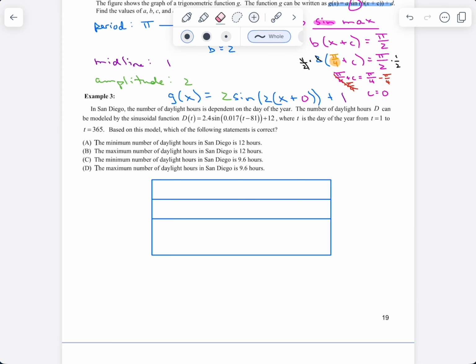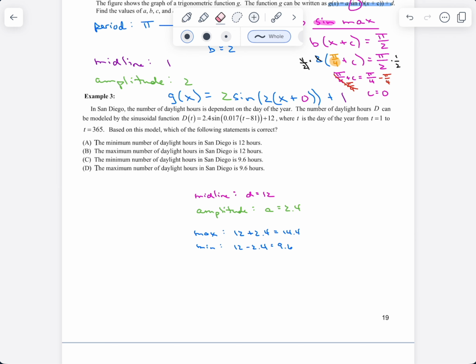Okay, so from the equation, I know the midline is 12, and I know the amplitude is 2.4. The negative 81, phase shift right 81, and the B value of 0.017 are never going to affect my minimum and maximum. It's going to be my midline where I start and how much higher or lower I go. So taking that information, I know that my maximum is going to have to be the midline plus the amplitude, and the minimum is going to have to be the midline minus the amplitude.